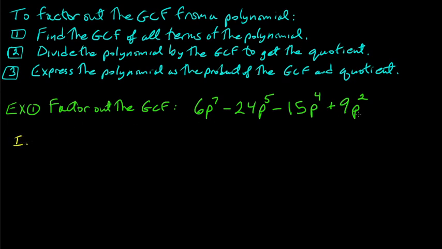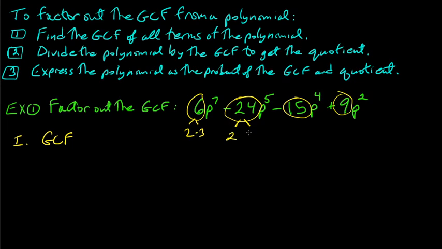So out of these 4 terms, what is the GCF? Right. So at this point, I hope you don't have to do your factor trees. We have a 6, a 24, a 15, and a 9. We'll worry about the negatives later. So 6 is just 2 times 3. Oops. 24 is going to be 2 times 12. 12 is 2 times 6, and 6 is 2 times 3. So 2 to the 3 times 3. 15 is 3 times 5, and 9 is 3 times 3, or 3 squared.